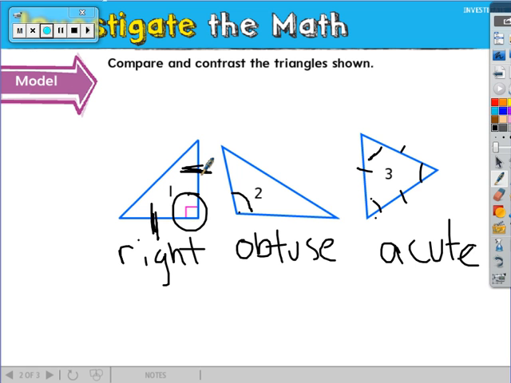Does anybody know the name of a triangle that has 2 sides that are equal? Isosceles. Isosceles. Yes, way to use your book, Jeremiah. So an isosceles triangle, is it SCEL?